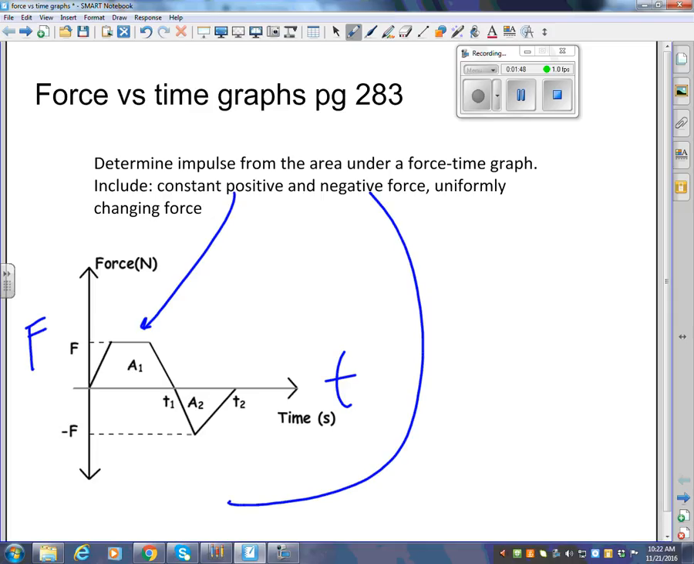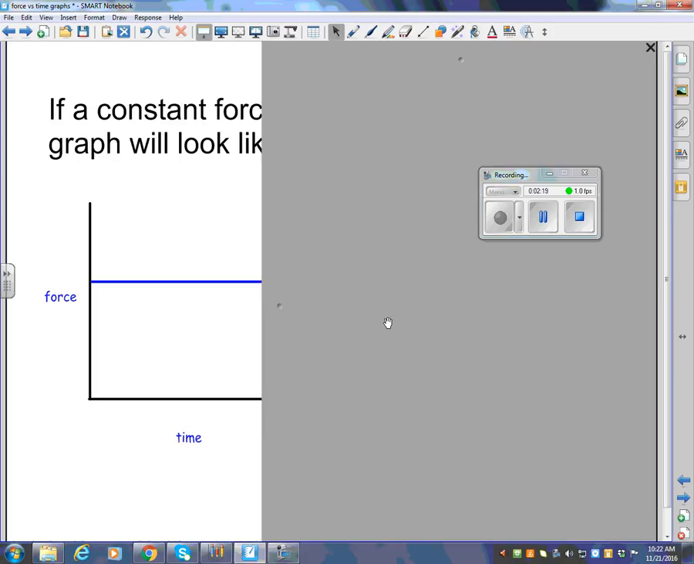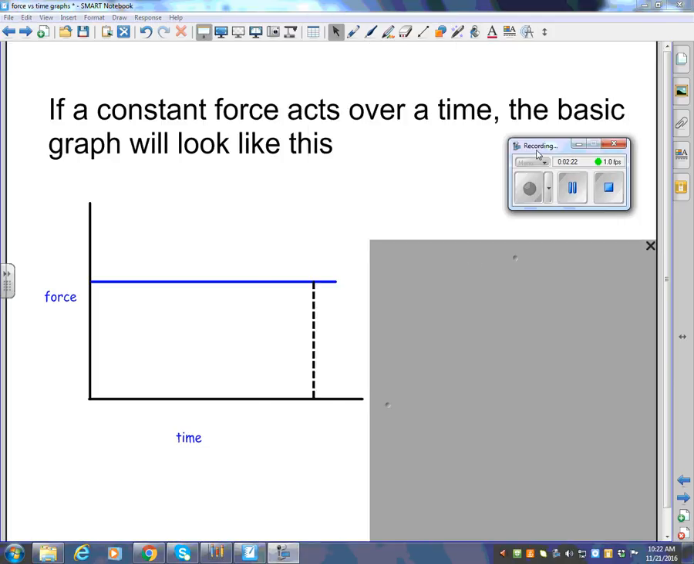Right? Uniformly changing would be that one, that one, that one. Those are all uniformly changing. They're all angled. The only ones that are constant forces are flat. So like constant negative would be like that, right? Yeah. So in other words, you're not going to see any curvy ones. Okay, so if a constant force acts over a time, the basic graph will look like this one. Right? Constant force, the force remains the same.